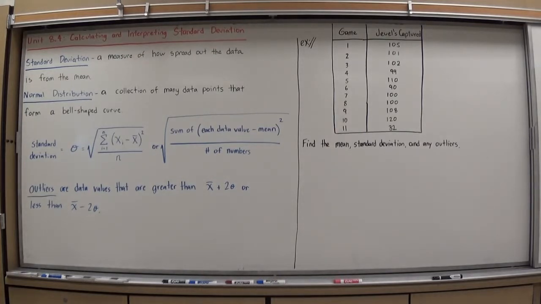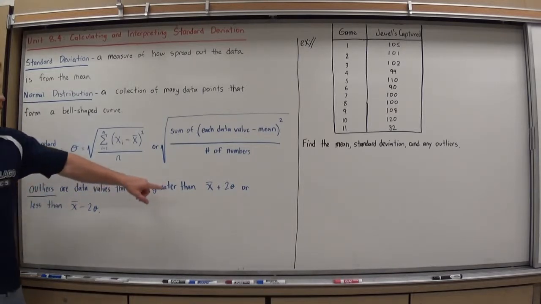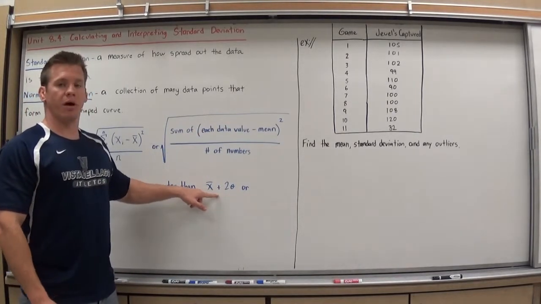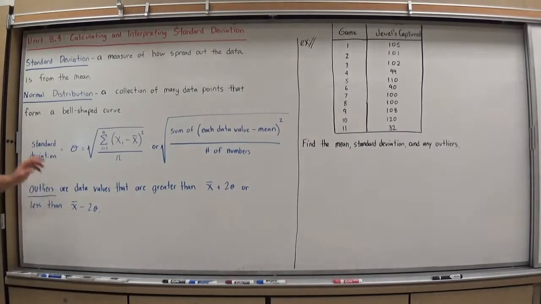Now, where are outliers in regards to a standard deviation? Well, kind of like we did the interquartile range, you had to be a certain amount away, an upper fence and a lower fence. We kind of have the same idea here with standard deviation. Outliers occur when you have data values that are more than 2 standard deviations above the mean or less than 2 standard deviations below the mean. Okay, and I'll show you how to do that as well. Okay, so let's get started.